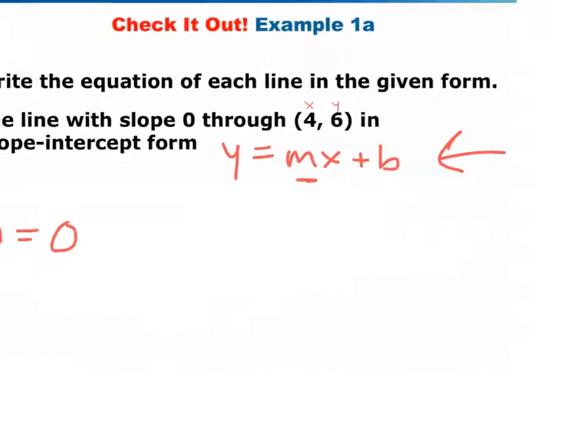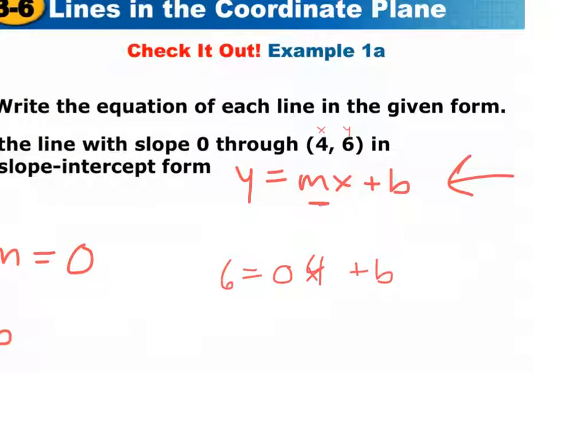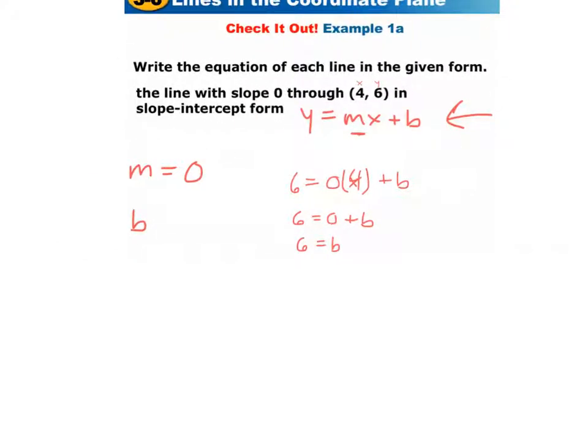So we have 6 is equal to 0x plus b. 0 times 4, what's that? 0. So we have 6 is equal to 0 plus b. So 6 is equal to b. So now we can plug this in. So we get y is equal to 0x plus 6. So we can simplify this to y is equal to 6.